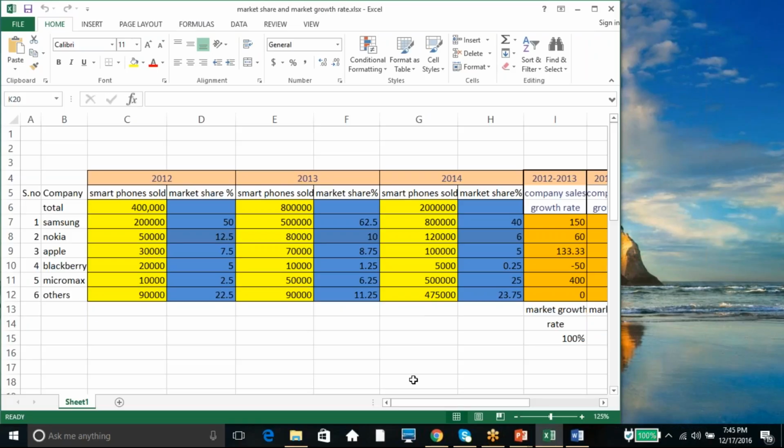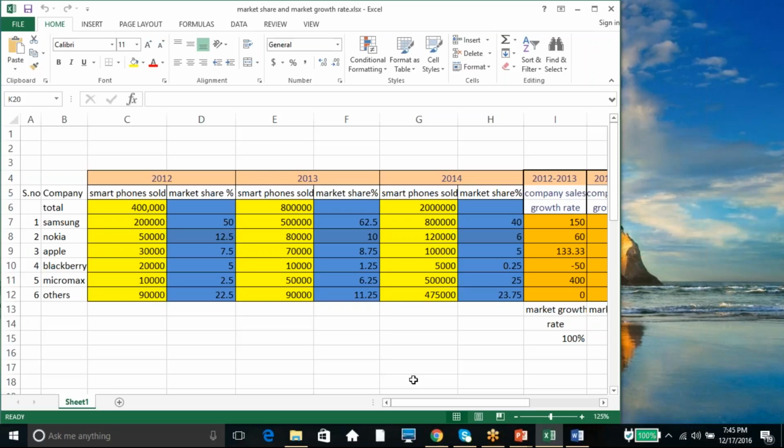These are figures that I've just put on my own. They're not actual figures. But I've taken 5 brands of smartphones of certain years, what their sales are, and I've put the remaining in others so that the total gives us the total sales of that category in the whole year.